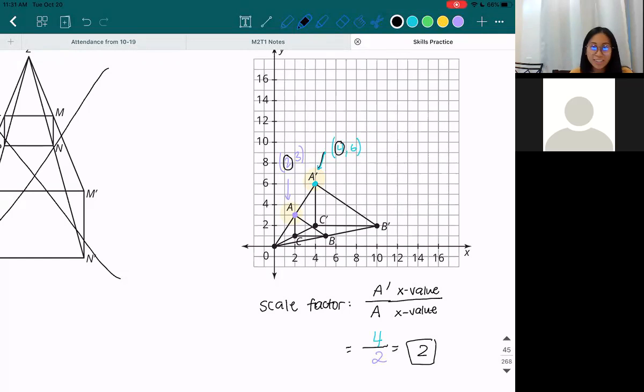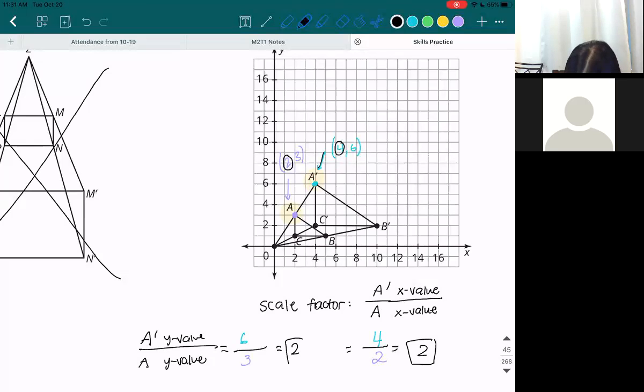I have a question. Why won't you use 3 or 6? We totally could have. I just told us to use the X value for simplicity's sake, but if you did A prime Y value divided by A Y value, you would get the exact same answer. So you would have gotten 6 divided by 3, which is still 2.